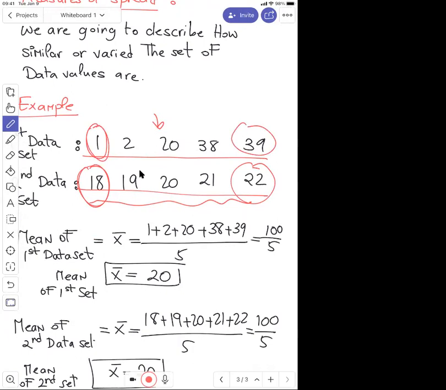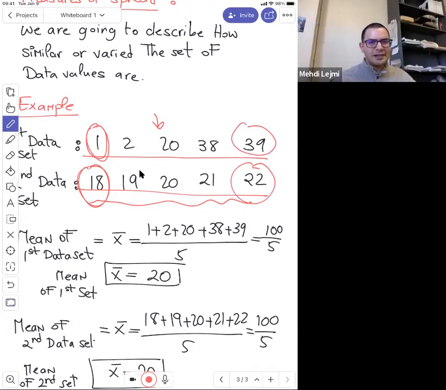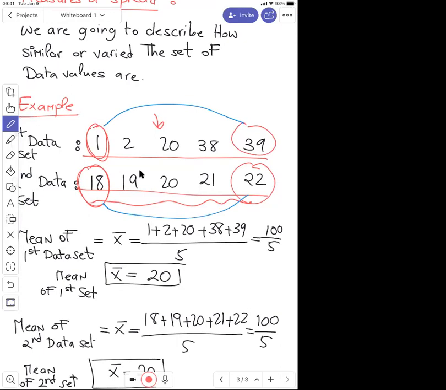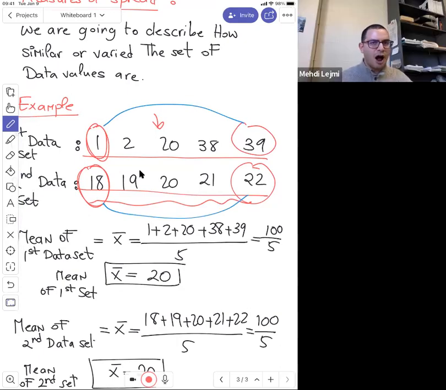Oh, wow. So the second data set is more constant. The numbers are very close to each other. 18 is very close to 19, close to 20, 21, 22, right? But the first data set, you go from 1 to 39. That's a big jump, right? It's not like from 18 to 22. From 18 to 22, the difference is just 4. From 1 to 39, the difference is 38. That's a lot, right? That's what I mean. So the second data set is more constant, and the first is more dispersed.